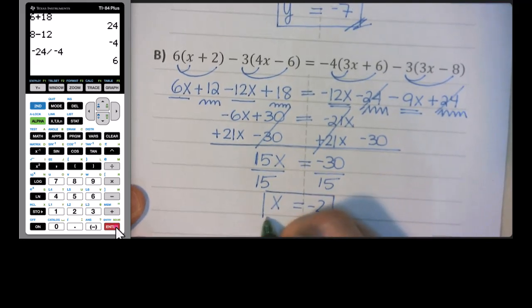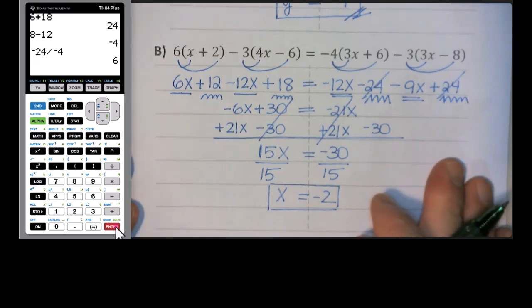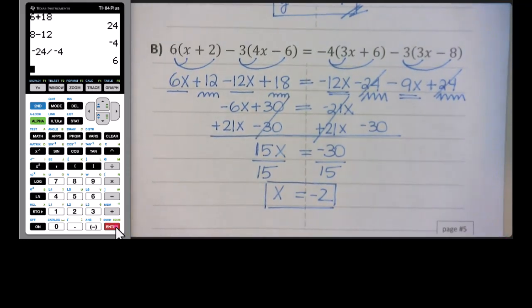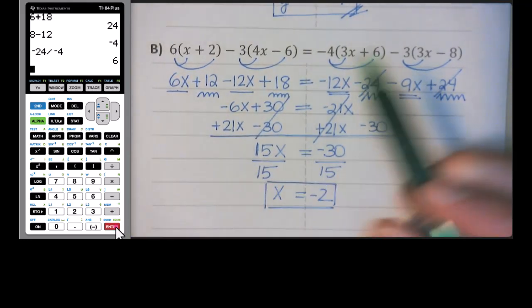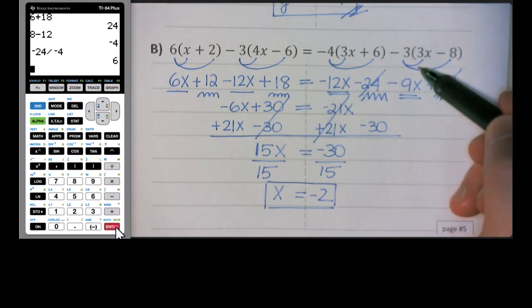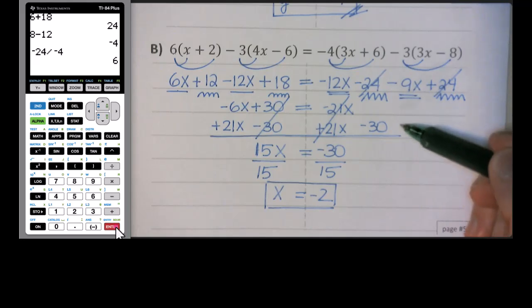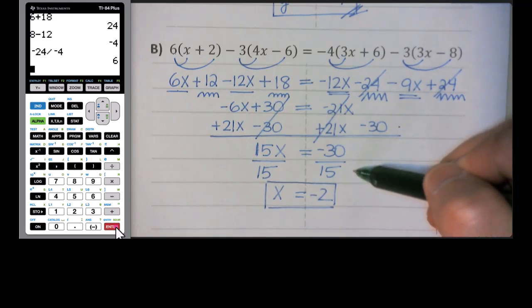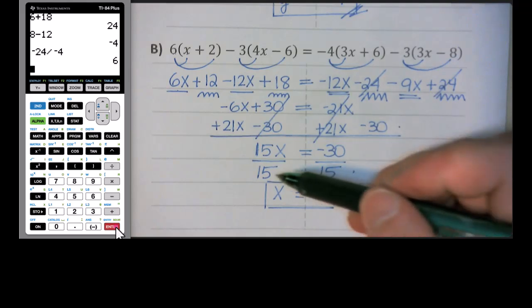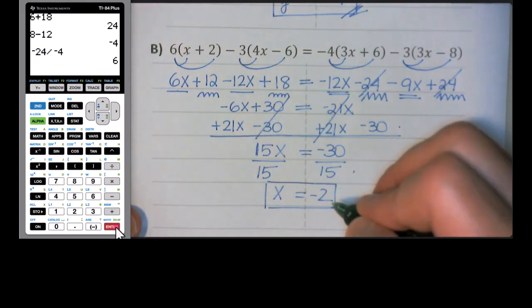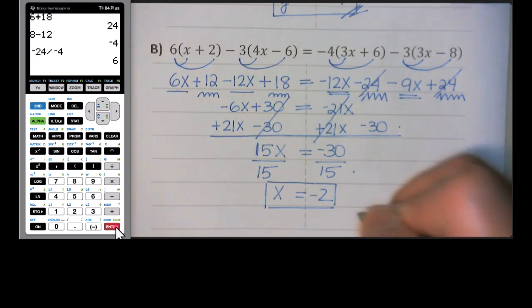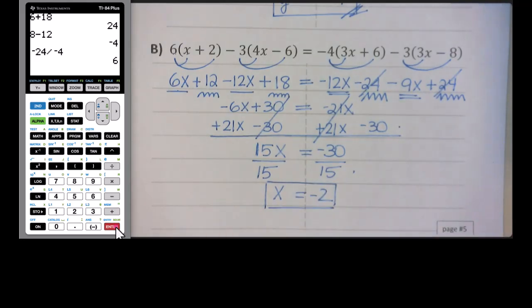So there you go. Here we have solving equations using the 4 steps. First step is eliminate parentheses. Second step is combine like terms. Third step is to cancel the numbers. And the last step is to divide both sides by the number next to x. And once you do that, you should be able to solve the equation and get your final answer.